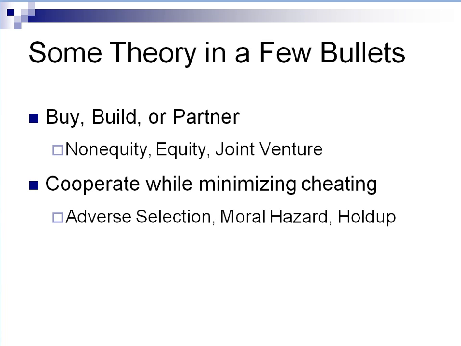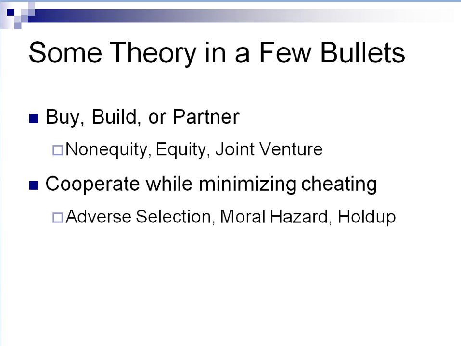There are a few things that you need to understand. The options are to buy, build, or partner, and there are a couple of different forms of joint ventures or alliances that you can form, some of which have equity, some non-equity, and the joint venture format itself. The challenge you face is how do you achieve a cooperative agreement in a way that minimizes the risk of cheating? The risks of cheating are rooted in four threats to cooperation.